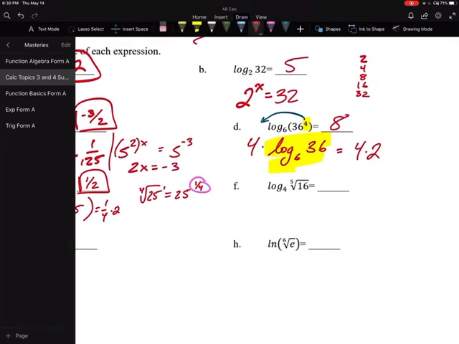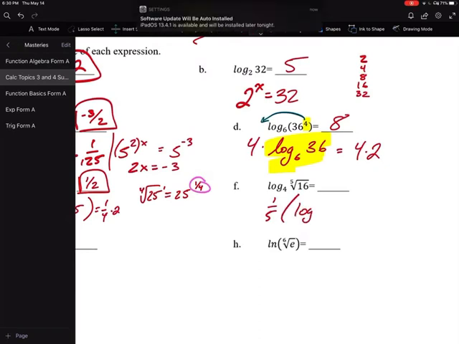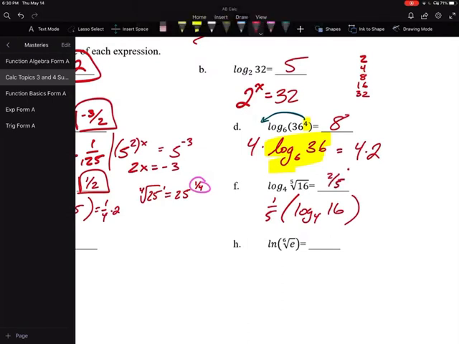I'm going to take that same information from before and actually apply it right away. The 5th root, I see it inside the logarithm. I'm going to pull it out front. 1/5 of log base 4 of 16. 4 to what power equals 16? Again, 2. So then the answer is 2/5.